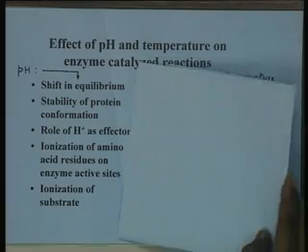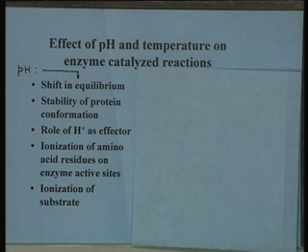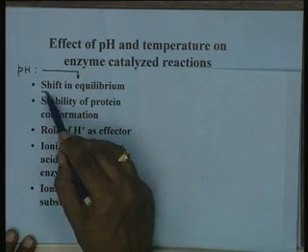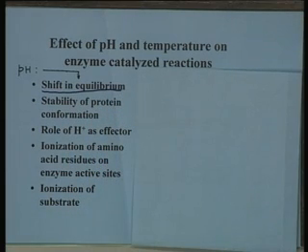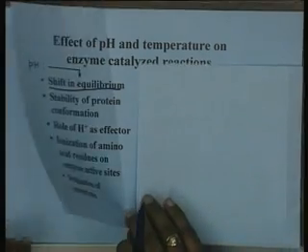If you look precisely, first of all at the pH effects, you will notice that pH influences enzyme reactions in a number of ways. The first and probably the most common feature could be the shift in equilibrium. A number of enzyme catalyzed reactions that are reversible in nature can be affected strongly by the pH, particularly reactions like oxidoreductases.